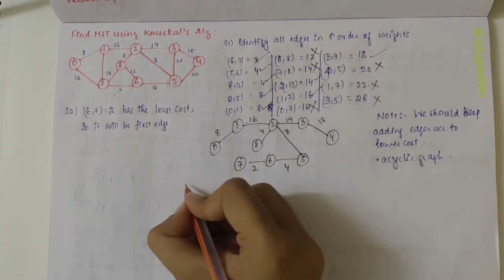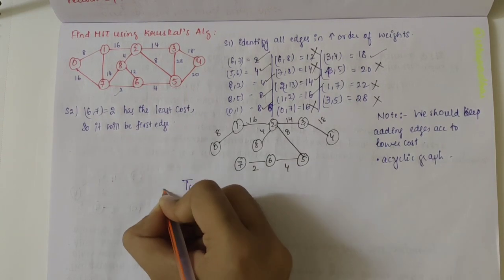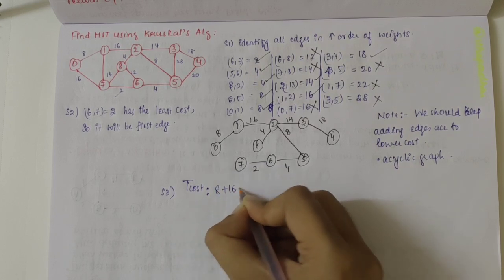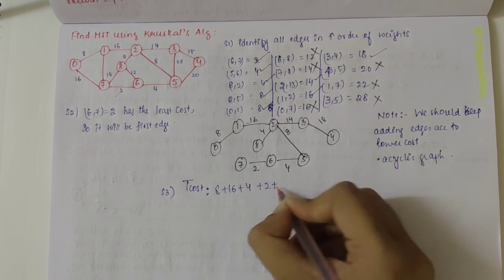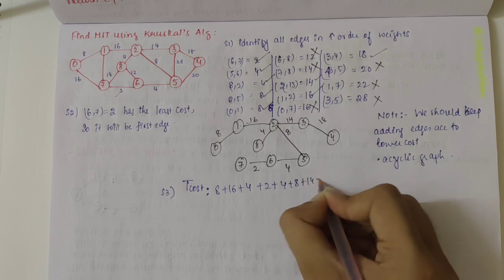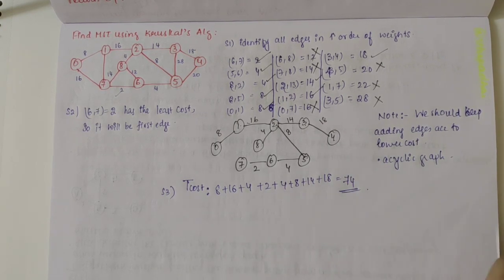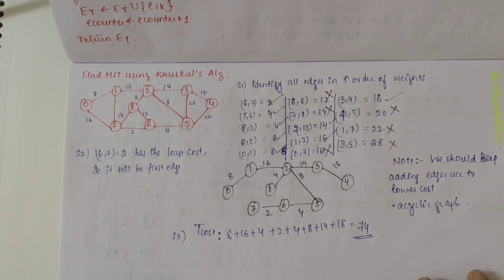So if we calculate the total cost here, step 3, to calculate the total cost, I have 8 plus 16 plus 4 plus 2 plus 4 plus 8 plus 14 plus 18. If I calculate this, I get 74. So this was about Kruskal's algorithm.